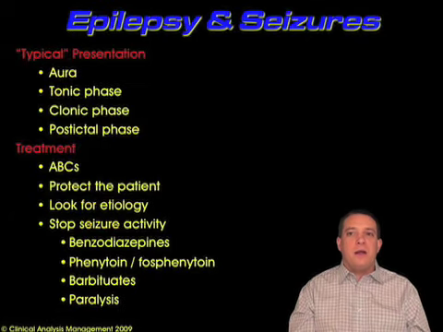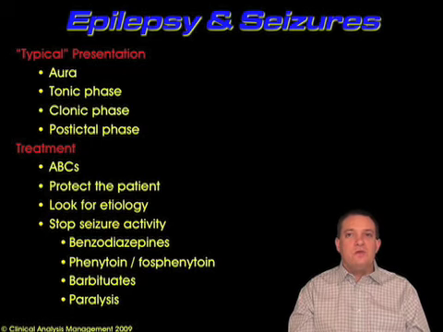Okay, when we talk about epilepsy and seizures, just a quick review of the typical presentation of a seizure. Remember that there's usually 4 phases to a seizure. The first phase is the aura. A lot of times people feel like something's wrong, and a lot of times it's hard to describe what that is, but they just don't feel like something is right.